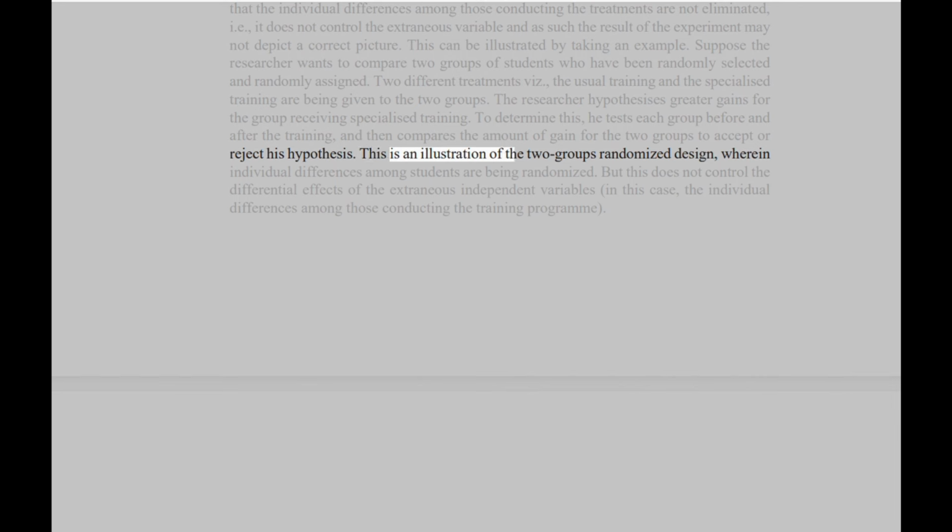This is an illustration of the two groups randomized design, wherein individual differences among students are being randomized. But this does not control the differential effects of the extraneous independent variables, in this case, the individual differences among those conducting the training program.